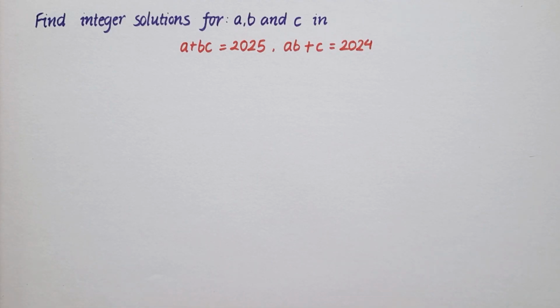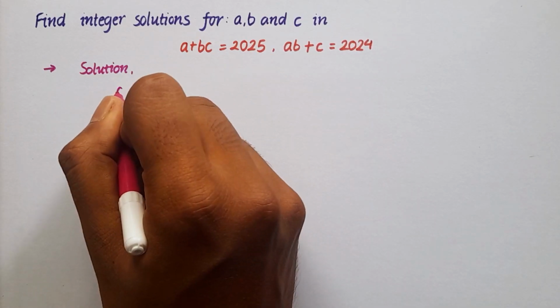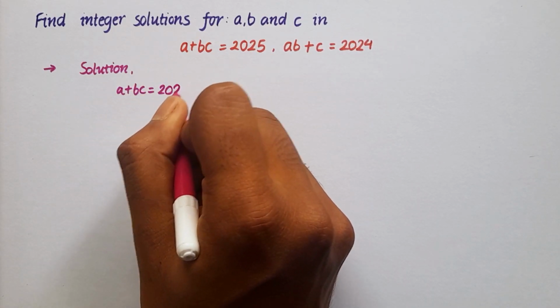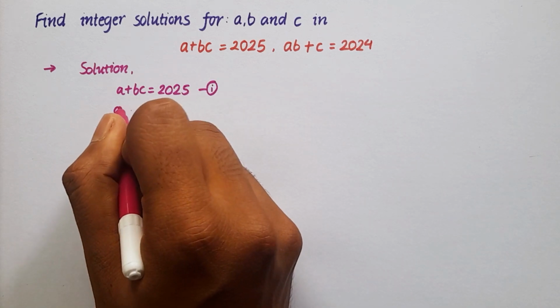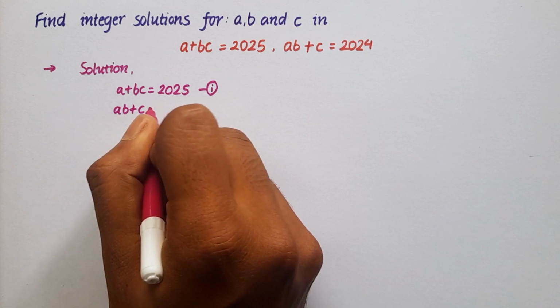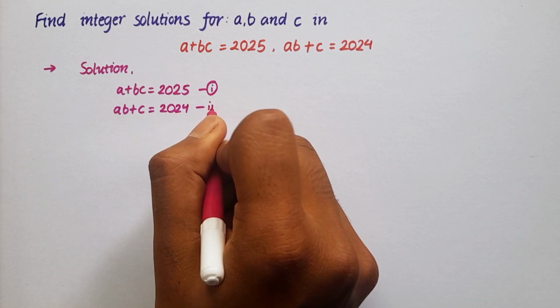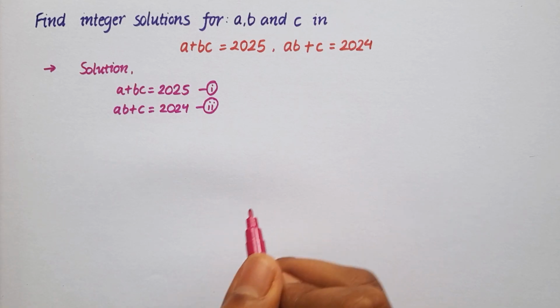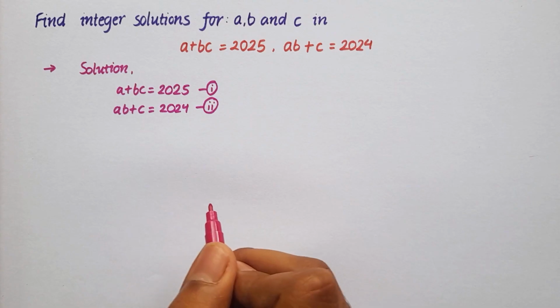Let us begin by writing down what is given in the question. So we have a plus bc equals 2025. Let this be equation 1, and ab plus c equals 2024. Let this be equation 2. Now what I'm going to do is perform a simple arithmetic operation. I'm going to subtract equation 2 from equation 1.